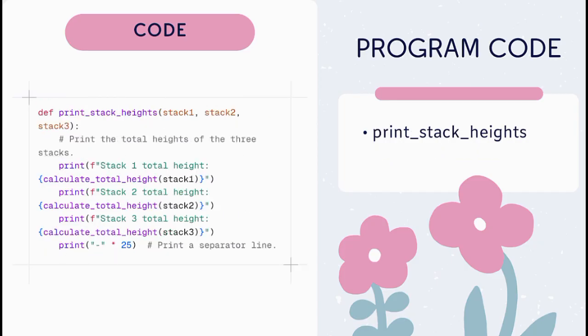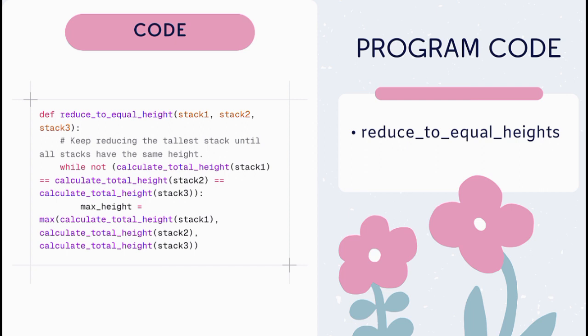print_stack_heights. This function prints the total heights of three stacks. It calls the calculate_total_height function for each stack and prints the result alongside a label for each stack. The hyphen multiplied by 25 creates a separator line of 25 dashes to make the output more readable.